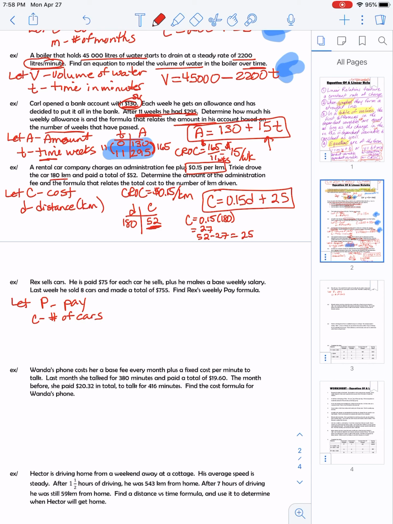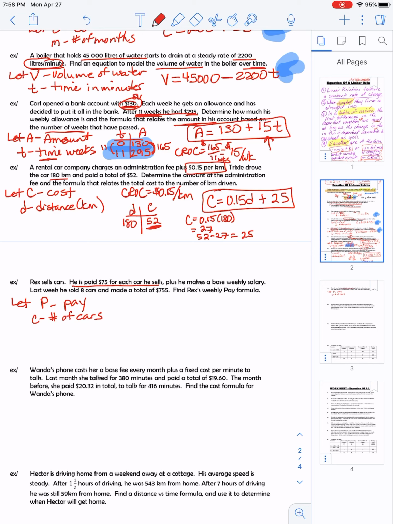Okay? These two variables always are words. There's no numbers involved here. Your two variables represent qualities, I guess. How much is the pay going to be? It's got to be words. It can't be numbers. The only numbers that you're figuring out are the constant rate of change and the starting value.